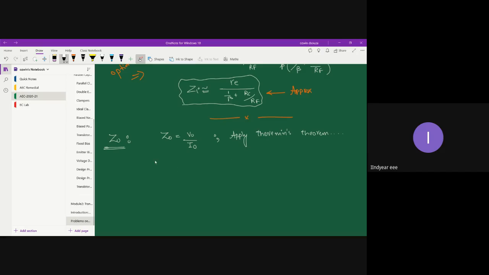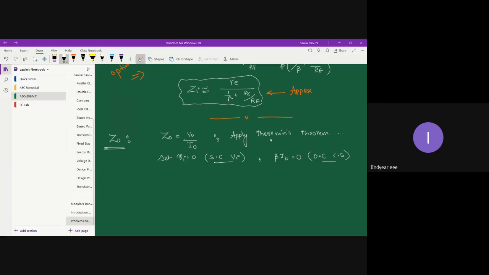As per Thevenin's theorem, you set Vi equal to 0. What do you mean by setting Vi equal to 0? Short circuit the input source Vi, so that means you are setting Vi to 0. Due to this, the control source beta IB is made 0, because you short circuit a voltage source and open circuit a current source.